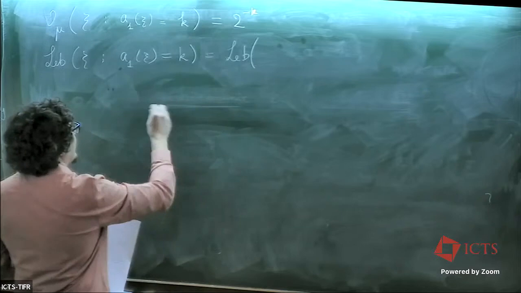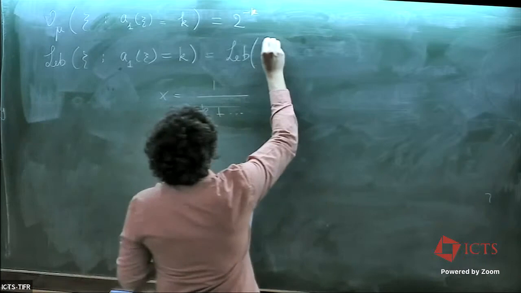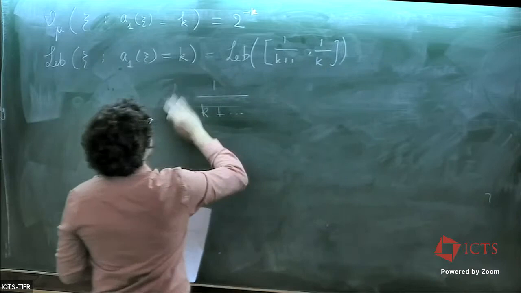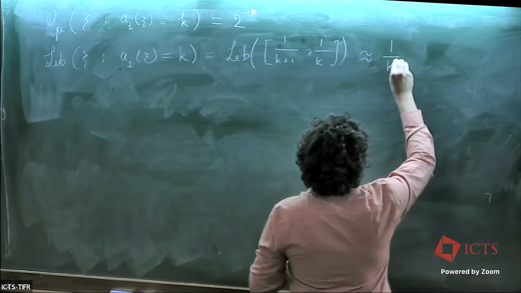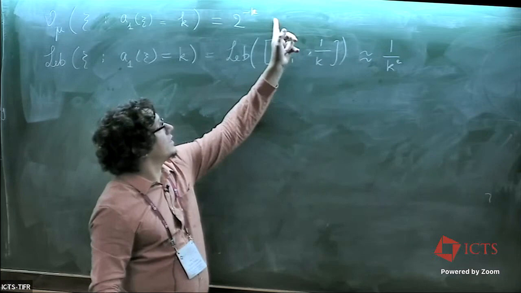So it has to be that X starts with 1 over 1 plus K plus something, right? So it has to go from 1 over K plus 1 to 1 over K. And so this one is basically 1 over K squared. And so you see that these two, the K's are very different.